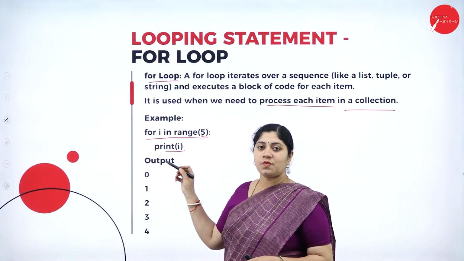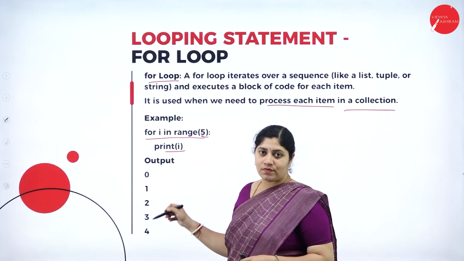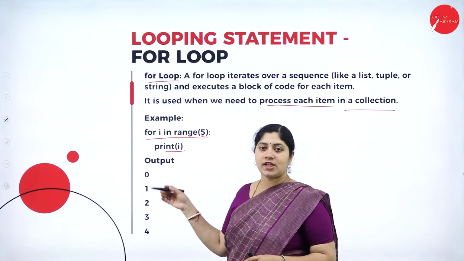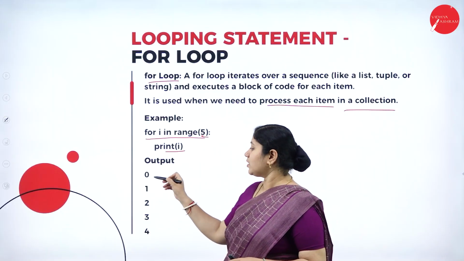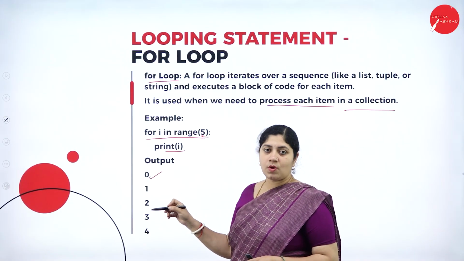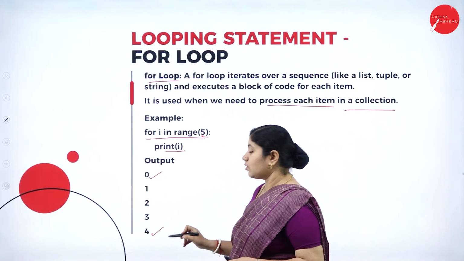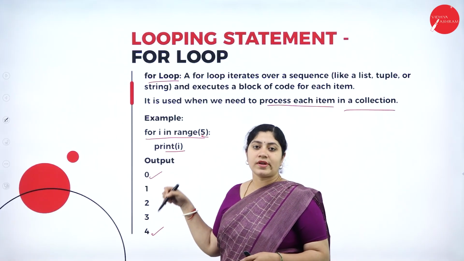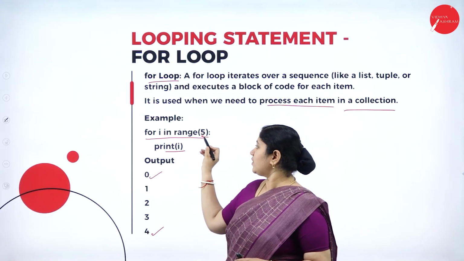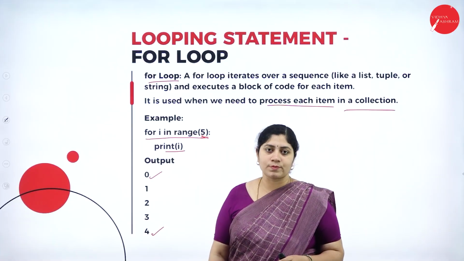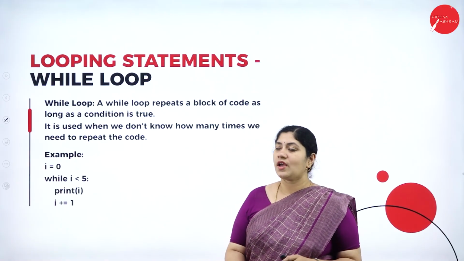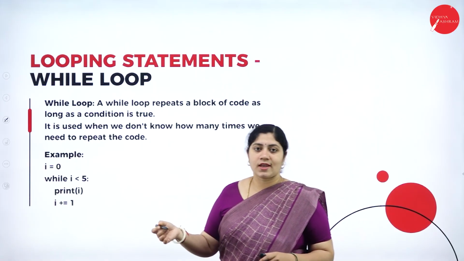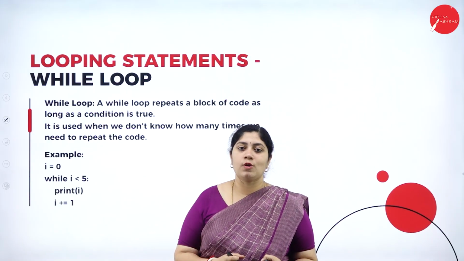The output will be a sequence, and we can also consider it as a list of numbers starting from 0 and ending at 4, which gives a total range of 5, which is specified here within the for loop. Alright, let's move forward and understand the next type of loop, which is the while loop.